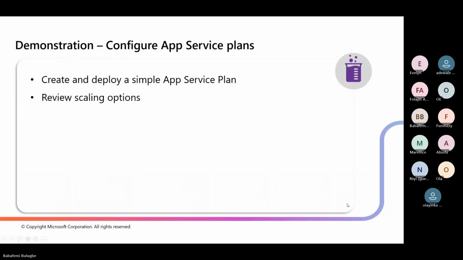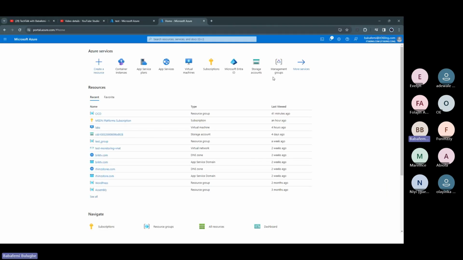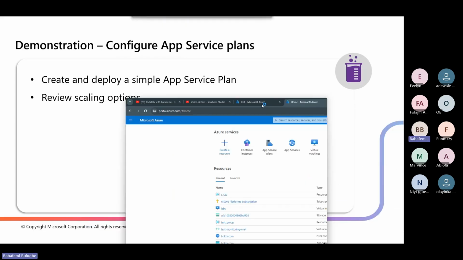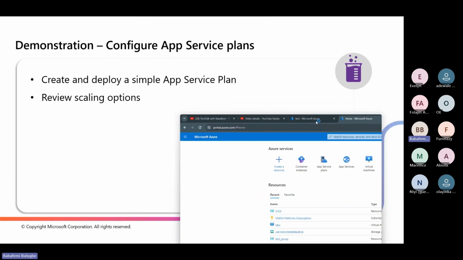Okay, let's do this. I'm just going to quickly share. I think I have my application. Okay, so this is how we create and deploy a simple app service plan. Then we'll review the scaling option.